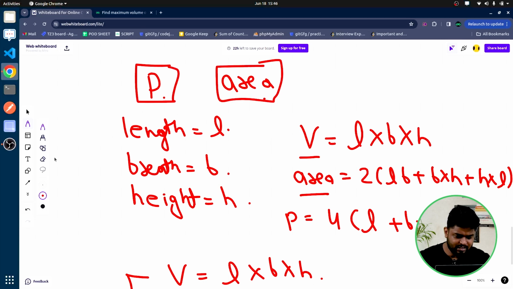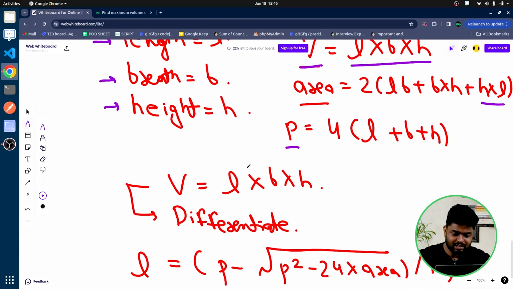So first of all, let's say the length of your cuboid is L, breadth is B, height is H. Then the volume is basically length into breadth into height. Area is 2 times (length into breadth plus breadth into height plus height into length). Okay, then perimeter is 4 times (length plus breadth plus height).